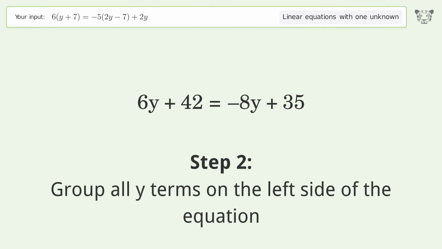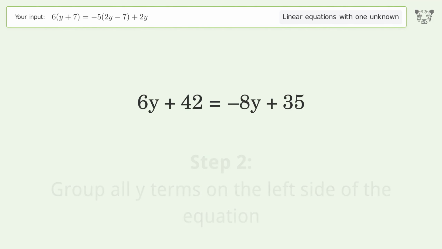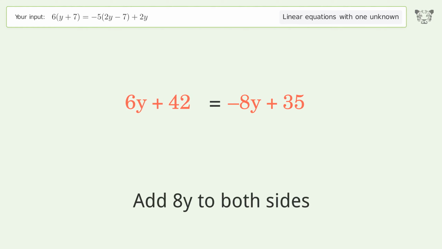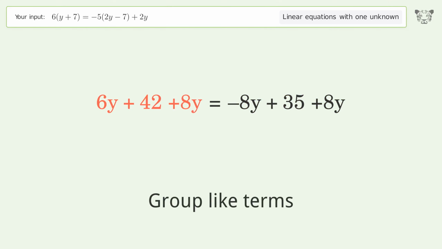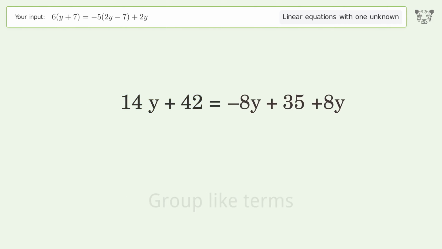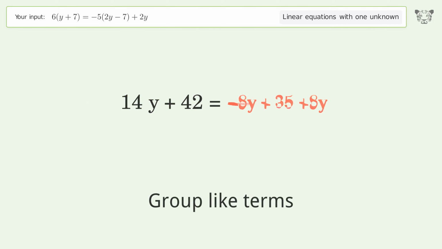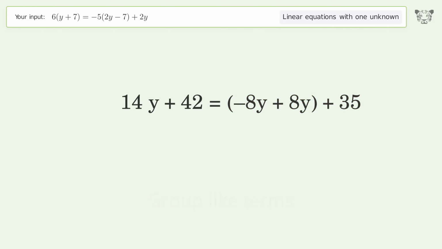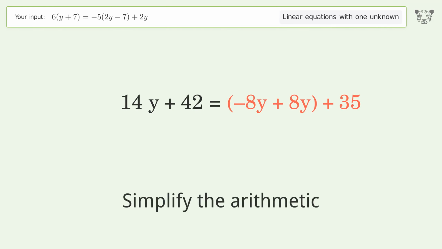Group all y terms on the left side of the equation. Add 8y to both sides. Group like terms. Simplify the arithmetic. Group like terms. Simplify the arithmetic.